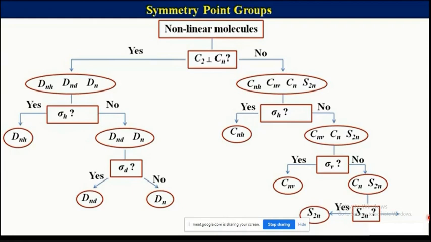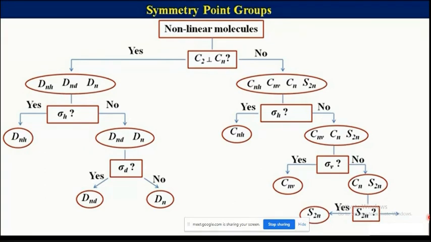Suppose the molecule has a center of inversion, then the point group will be D infinity h. Whereas if the molecule does not have any center of inversion, in that case the point group will be C infinity v. The best examples are HCl, HCN, CO, NO. Okay. In case of non-linear, what do you need to find out?